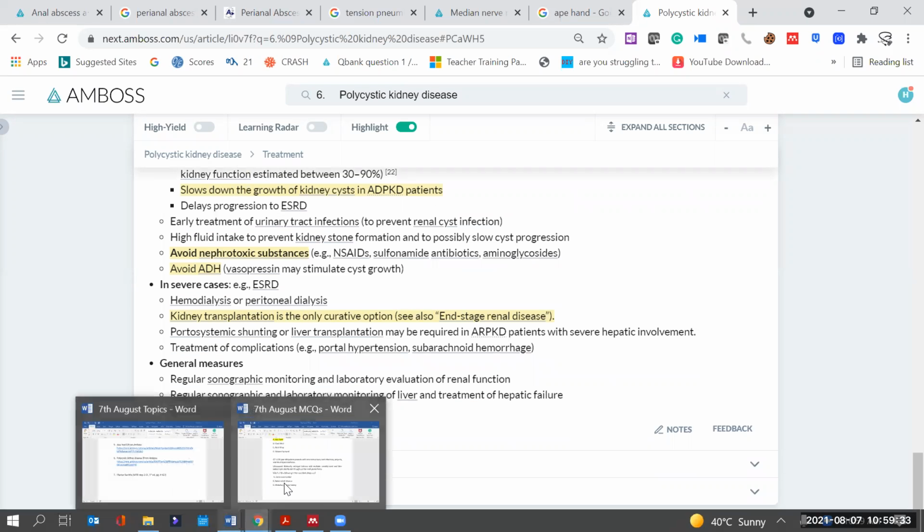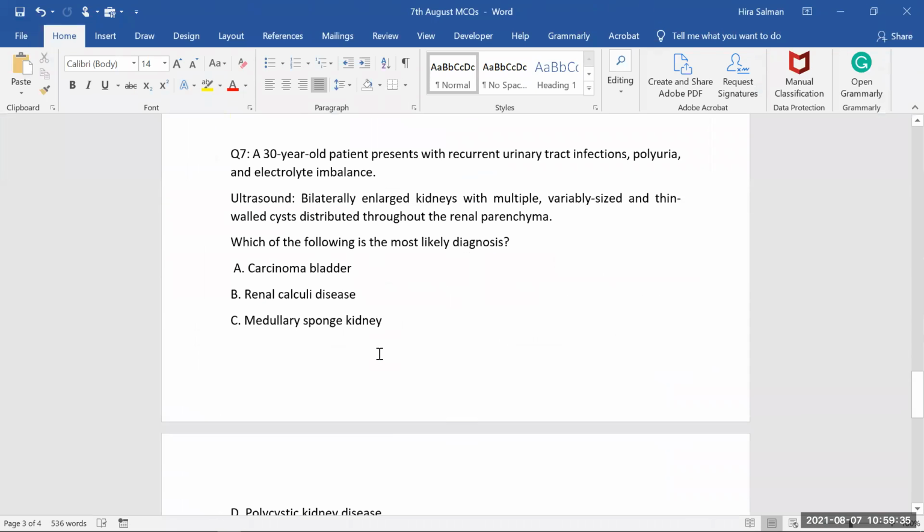So now let's look at the questions here. A 30-year-old patient presents with recurrent urinary tract infection. Now he is 30 years old, having multiple UTIs, polyuria is there, and electrolyte imbalance is there. So electrolyte imbalance must be there because of too many UTIs and too much secretion of urine.